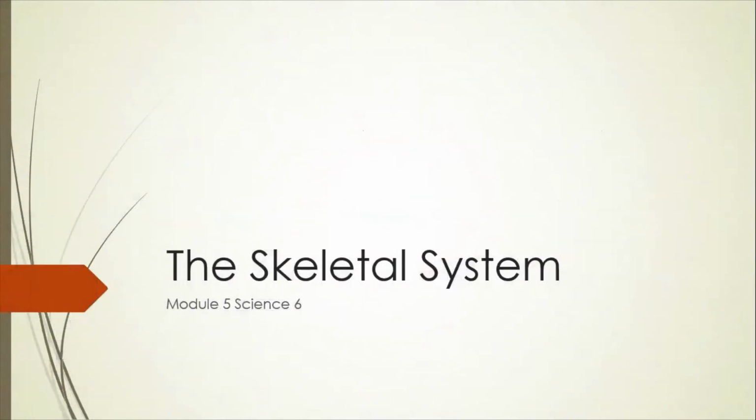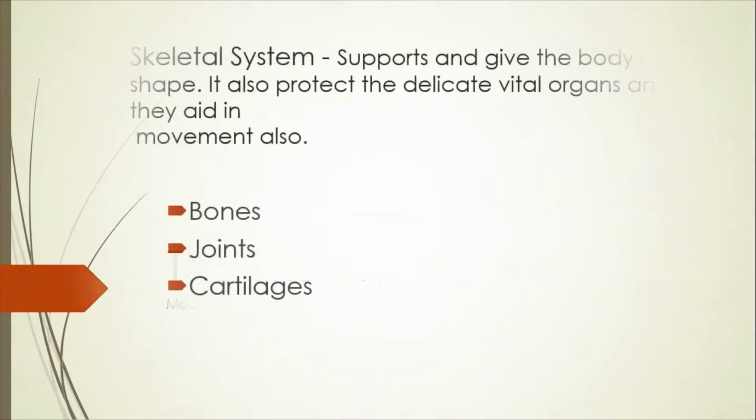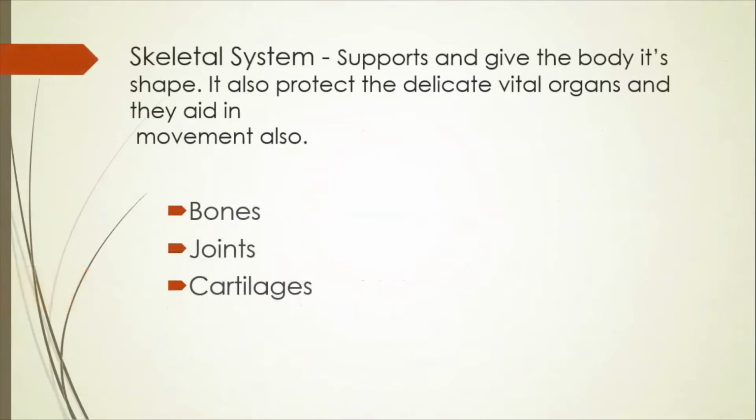This time we will be talking about the skeletal system. The skeletal system supports and gives the body its shape. It also protects the delicate vital organs and aids in movement. The three main parts of the skeletal system are bones, joints, and cartilages.